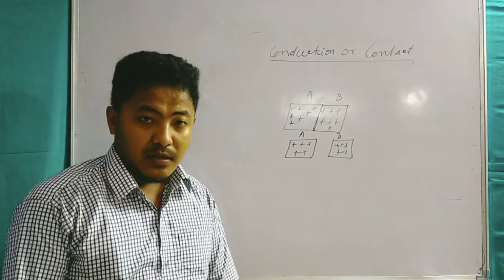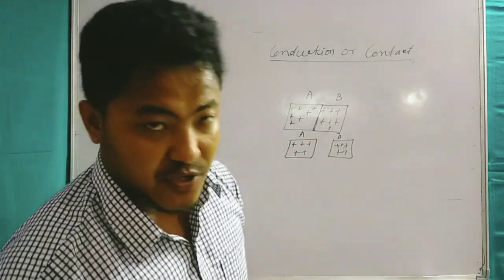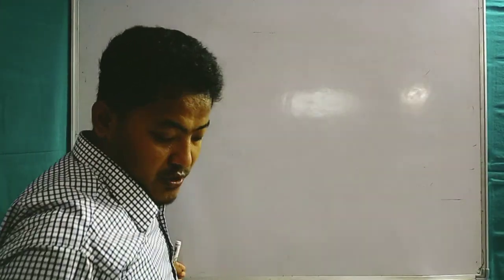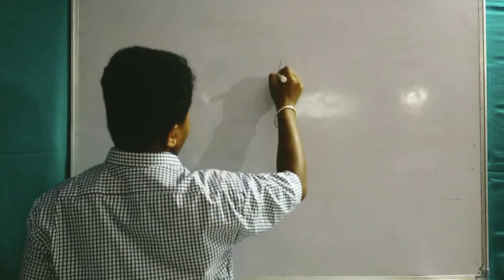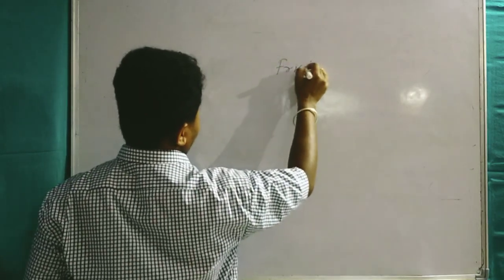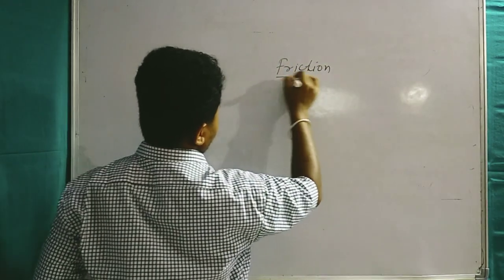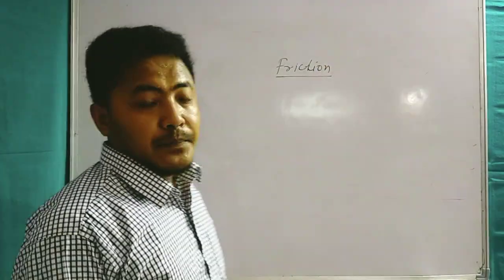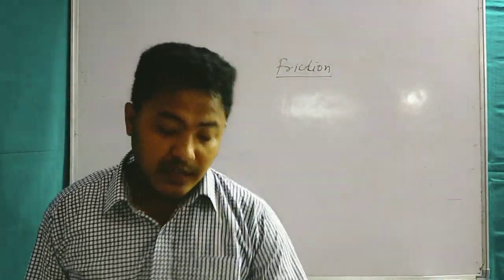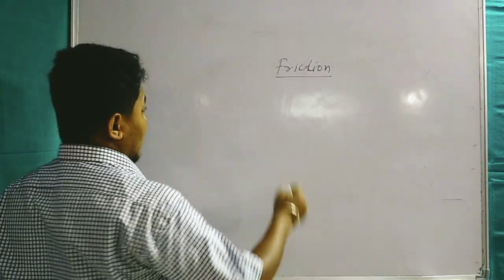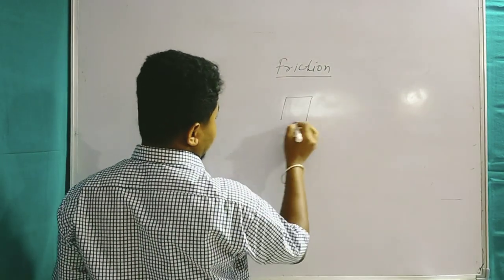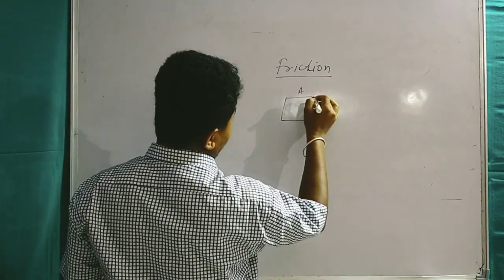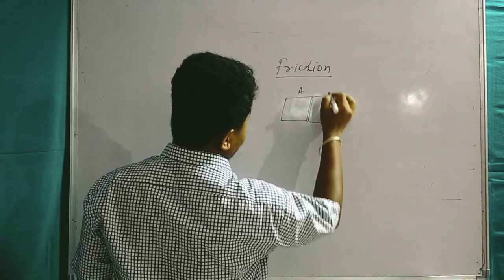It's very simple. The last method is charging by friction. In case of friction, it's very simple. Again, I will consider two bodies A and B. Consider these two bodies A and B to be neutral.